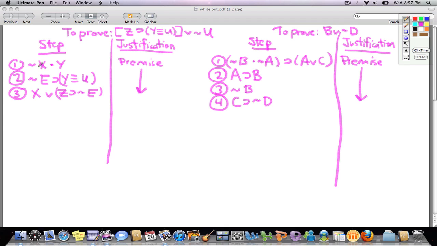What we have, premise 1: not x and y. Secondly, we have if not e, then in parentheses, y if and only if u. We have x or if z, then not e. And what we're trying to prove is one of two things. We either have this whole expression in brackets, if z, then y if and only if u, or not u.